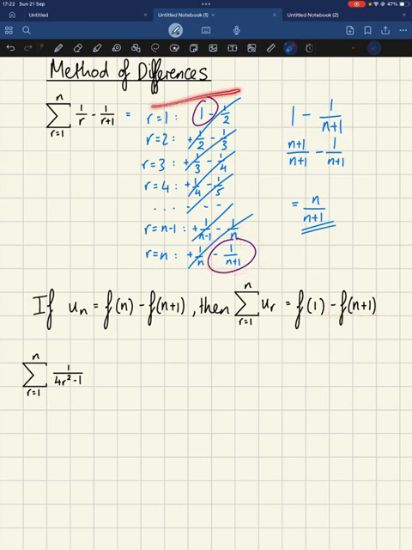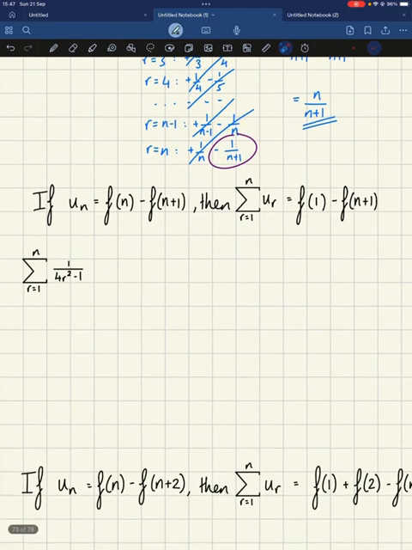So instead of doing the whole method of differences process, if we recognise that this is actually in this form of f of r minus f of r plus 1, we can just straight away say that that's equal to f of 1 minus f of n plus 1. Straight away get to this step instead of doing all this. So if we recognise the form, then we can just get our answer straight away. Done. So we can do it over here.